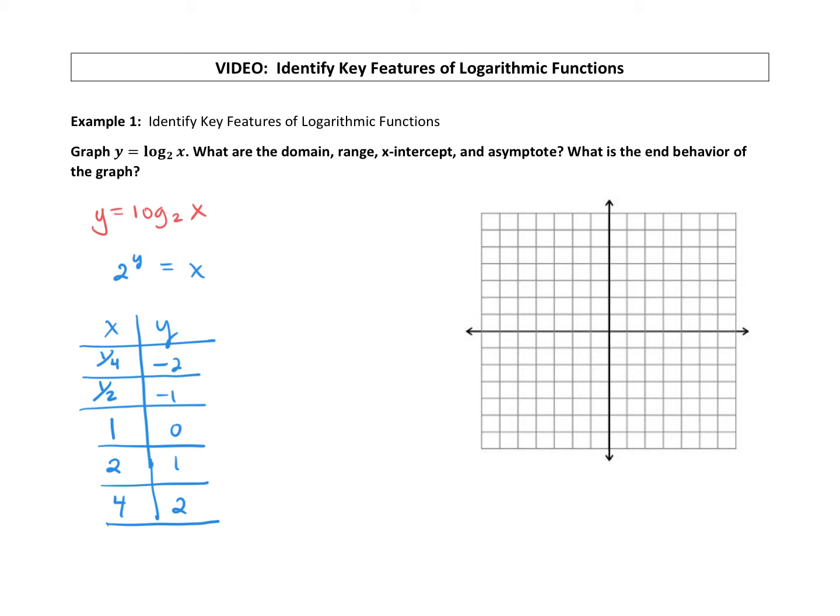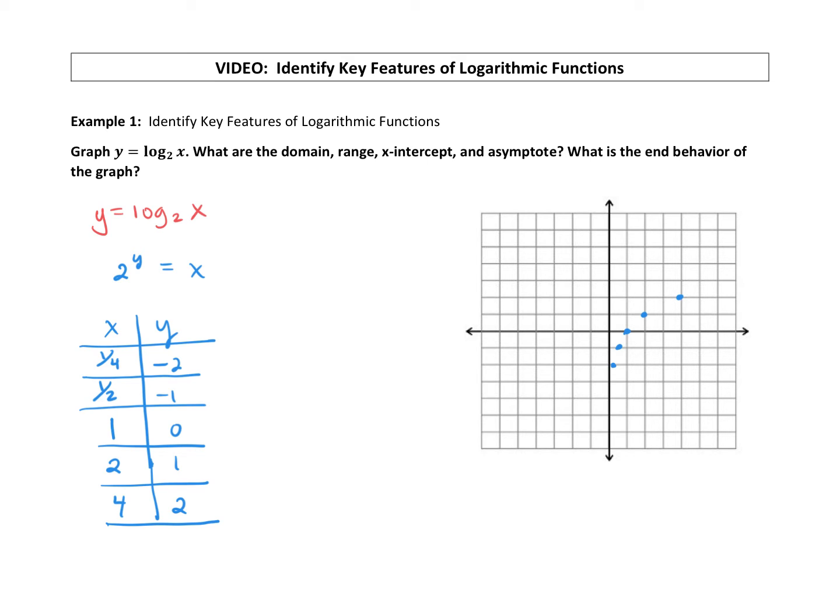So we're going to plot these points on our graph. Just keep in mind, we're going to plot them like regular ordered pairs, the x and then the y. So if our x is a 4th, we're just going to go over a 4th, but then down 2. So this is going to be kind of close to the y-axis right there. Then we're going to go over 1/2 for your x and down 1. Then we have the point 1, 0. And then we're going to go over 2, up 1. And then we're going to go over 4, up 2.